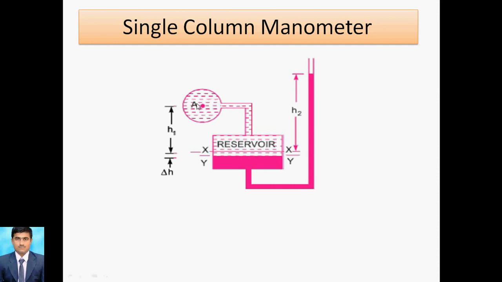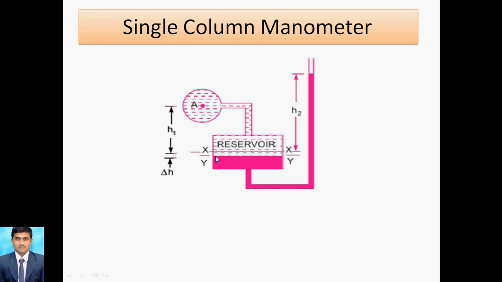If you require pressure at a point A, then you can attach this manometric tube with a reservoir. The reservoir is attached for measuring the smallest deflection. This is a manometric tube, which contains manometric fluid having higher density, or you can say a heavier one. And here the pipe is inserted, carrying the flowing fluid.